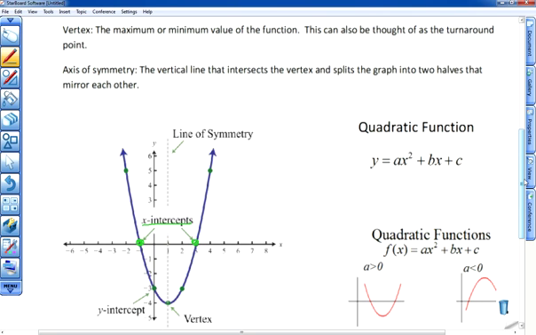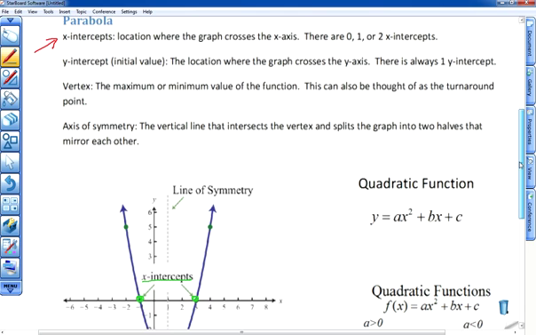Or if this turnaround point, which is labeled the vertex, which we'll talk about in a second, comes down and just touches the x-axis, it's only touching the x-axis in one location. So you either have 0, 1, or 2 x-intercepts.